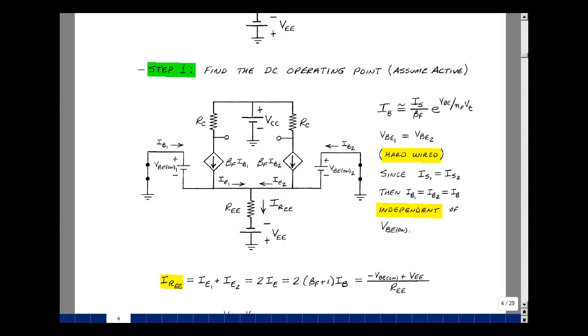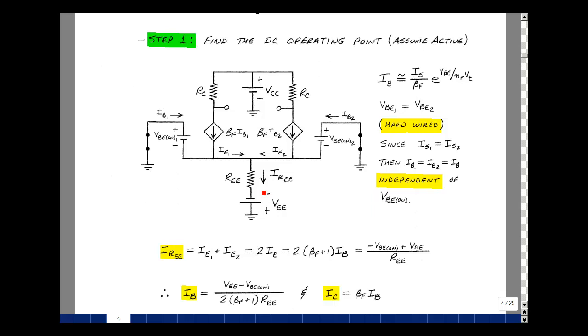But since the transistors are identical, their I sub S's are identical, and then back in this expression, with identical voltages, it would give you exactly the same base current in either transistor. And likewise the same collector current and the same collector emitter voltage, independent of whatever the value of VBE on is. Let's solve for this current, so we can eventually solve for the base current.